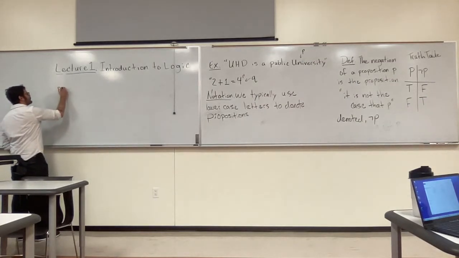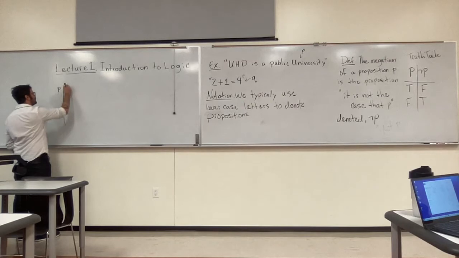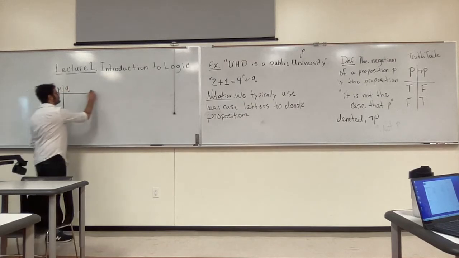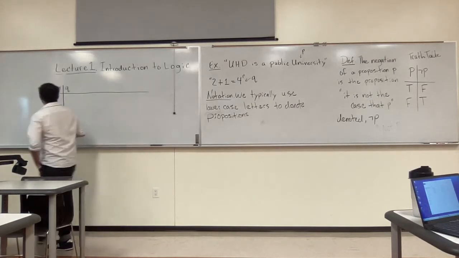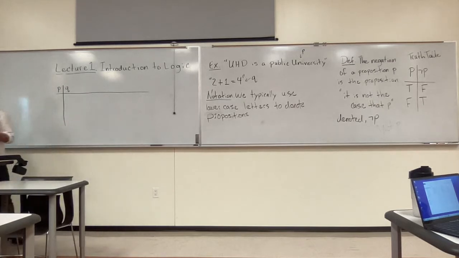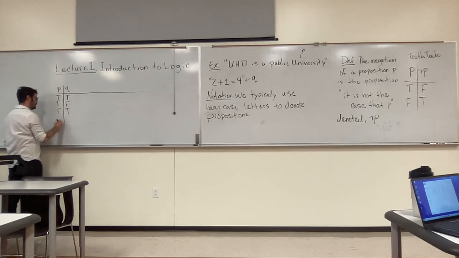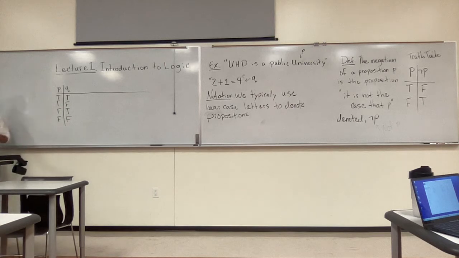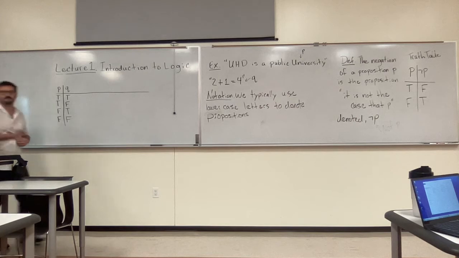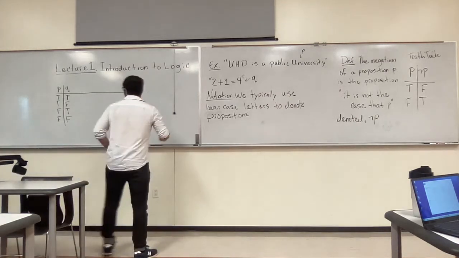So we're going to look at proposition P, at proposition Q, and the possible combinations of true and false. There are 4 of them. You can have true and true, true and false, false and true, and finally false and false. Those are all the possible combinations of truth value between any 2 propositions that you encounter. Okay.